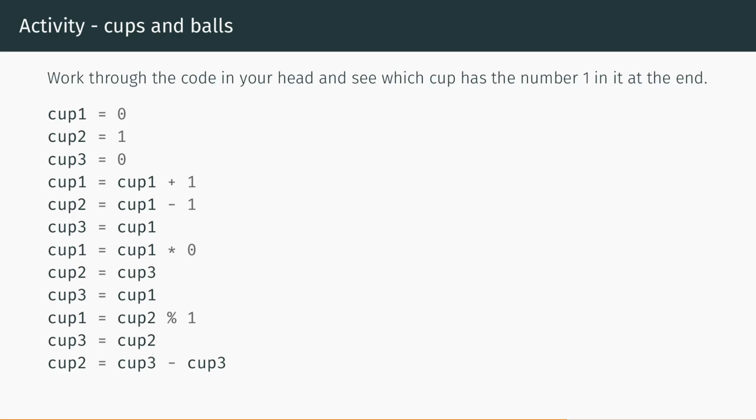So hopefully you try doing that activity, and it's actually not very difficult once you understand how variables are assigned values. Okay, how values are assigned to variables, and how expressions work in Python. So as I said, we have three variables: cup1, cup2, and cup3. They have some initial value which is 0, 1, 0 respectively.